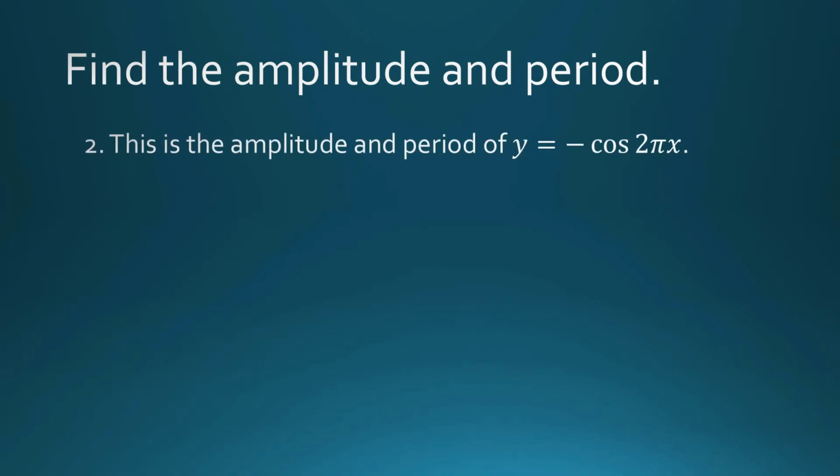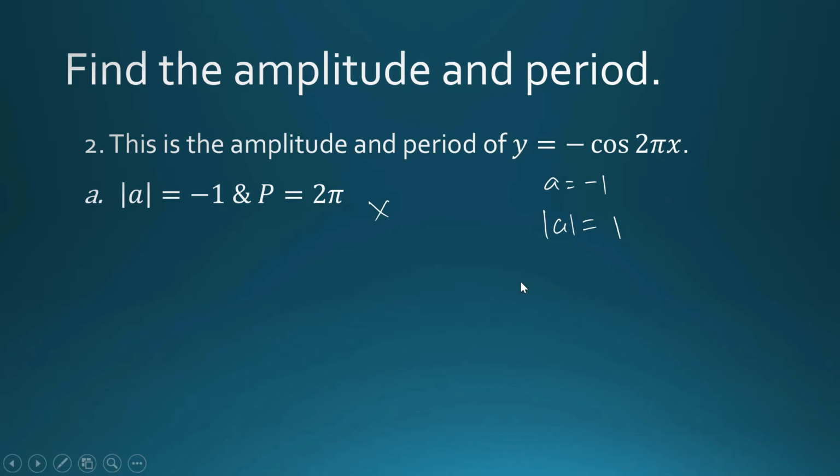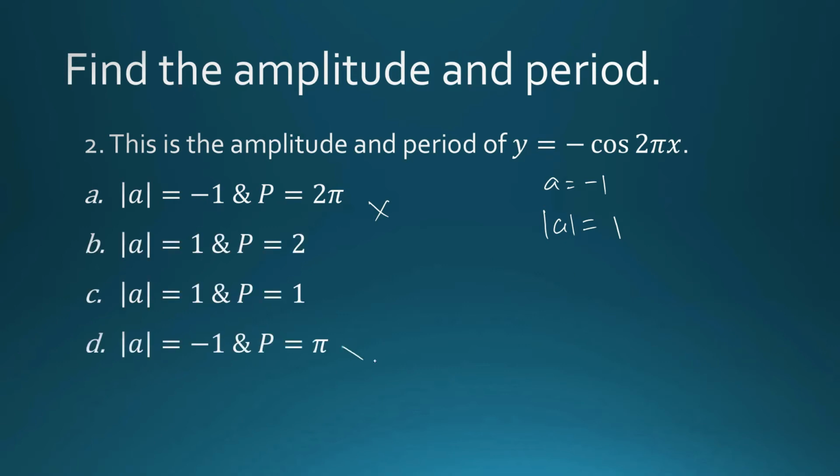This is the amplitude and period of y is equal to negative cosine of 2 times pi times x. Well, definitely this one is not the answer, okay? Because a here is negative 1, so that means the amplitude is 1. This one is not the answer.